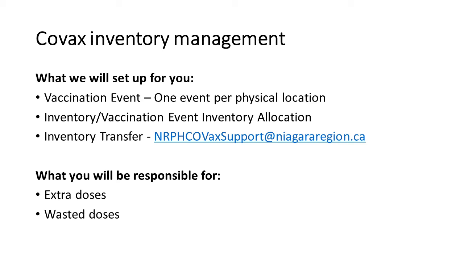Your vaccination event is essentially where all of your doses are going to be administered and all your clients are going to be housed. The reason that we set these up for you is we don't want multiple vaccination events created, because that's going to spread different groups of doses, inventories, and clients in different places. So this keeps it all in one compact little area so that it's easily sorted and easily reported on. As I said earlier, that's one event per physical location.